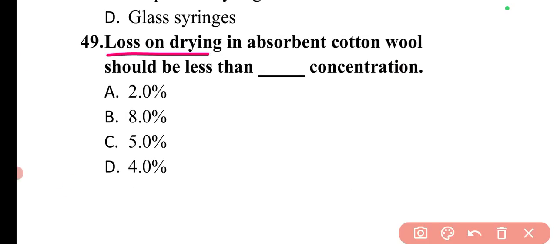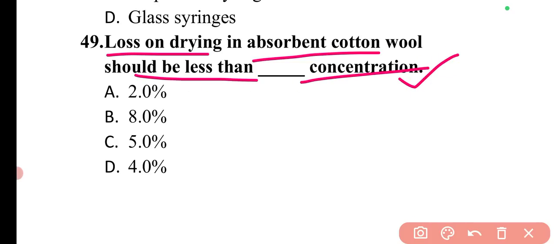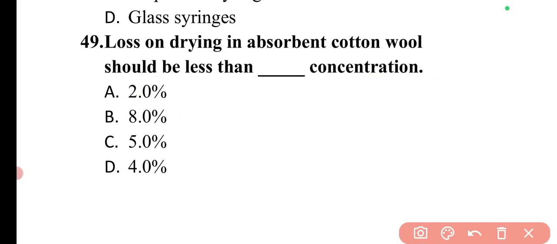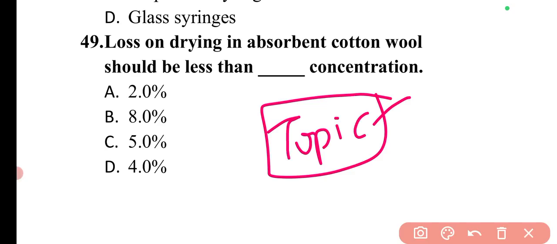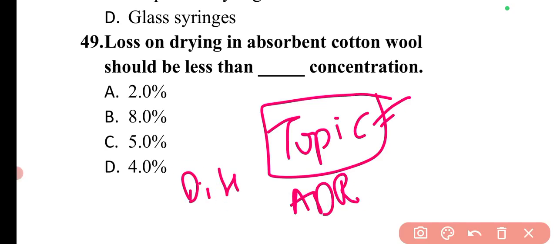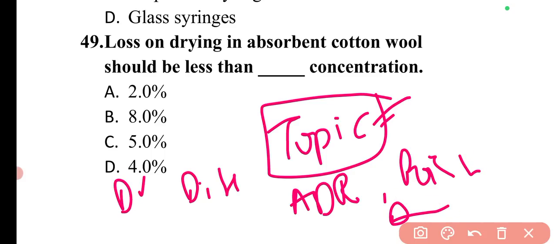The next question is, loss on drying in absorbent cotton wool should be less than dash concentration. So the loss on drying in absorbent cotton wool should be less than 8% concentration. So here option B is correct. And with this particular question, we are done with this topic. Rest all the topics like the disease manifestation part, adverse drug reactions, poisoning, antidotes, drug dependence are quite smaller topics, and I will be covering these topics tomorrow.